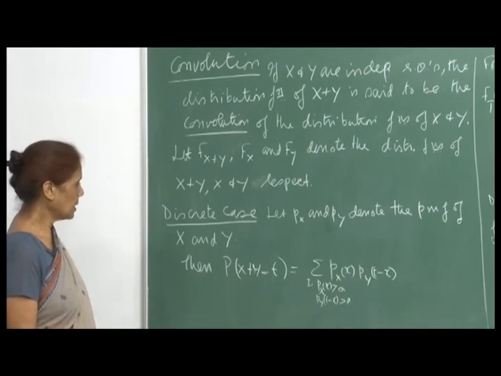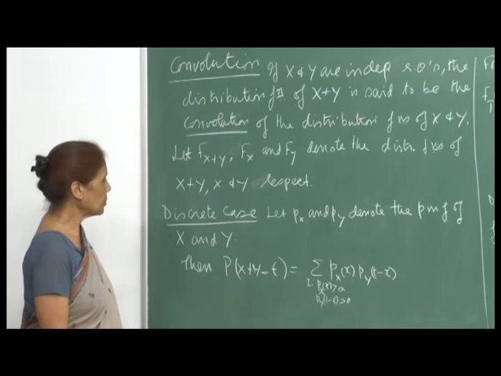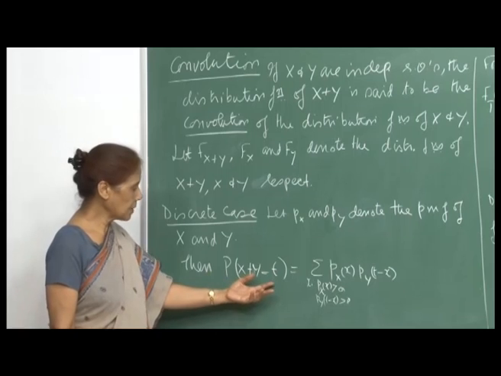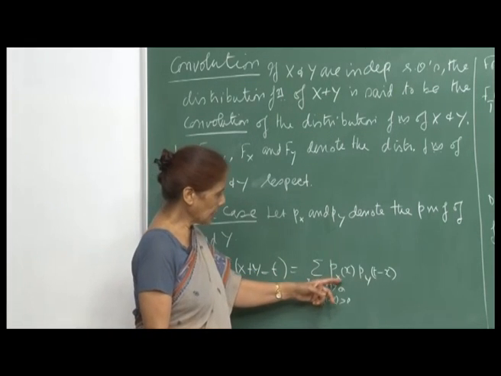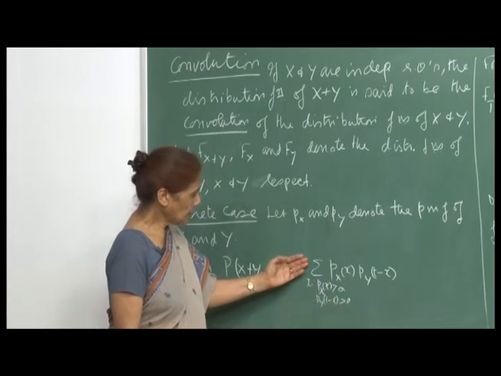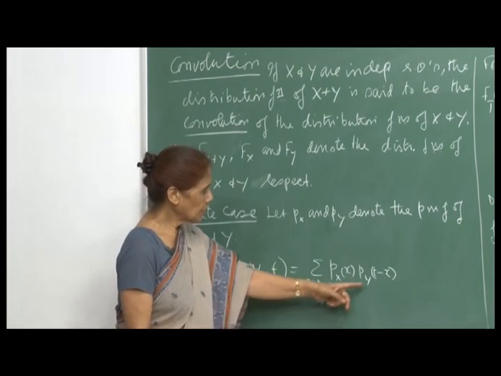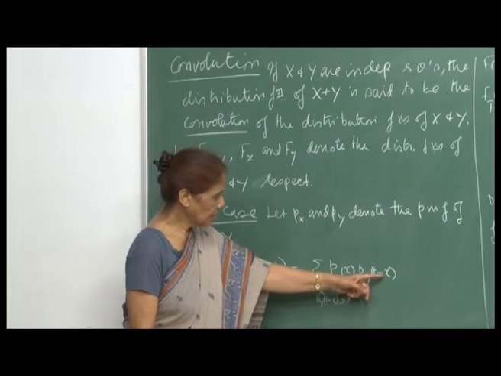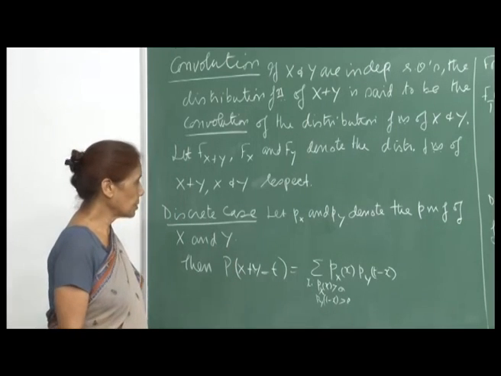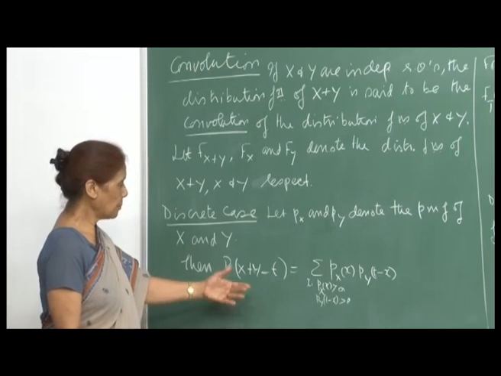Now, for the discrete case, the definition would be as follows. When X and Y both are discrete random variables and they are independent, let p_X and p_Y denote the PMFs of X and Y respectively. Then P(X+Y = t) we will write as the summation of p_X(x) p_Y(t minus x). You fix the value of capital X, then Y will take the value t minus x. Of course, the summation will be over all x for which this probability is positive, and also such that the probability of Y at t minus x is also positive. Otherwise, since it is a product of these two probabilities, whenever one of them is 0, the contribution of that particular term will be 0.